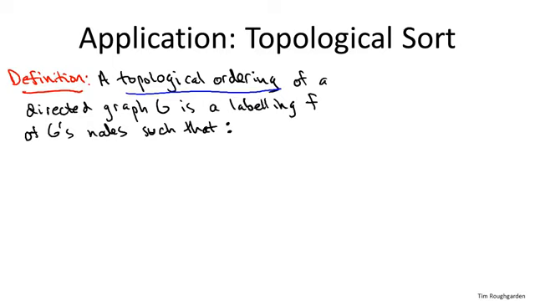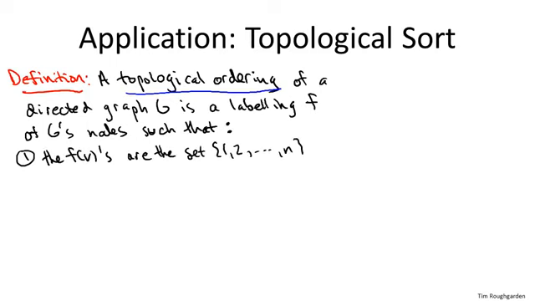That is, if UV is a directed edge of the directed graph G, then it should be that the f value of the tail is less than the f value of the head. That is, this directed edge has a higher f value as you traverse it in the correct direction. Let me give you an example just to make this more clear. So suppose we have this very simple directed graph with 4 vertices.